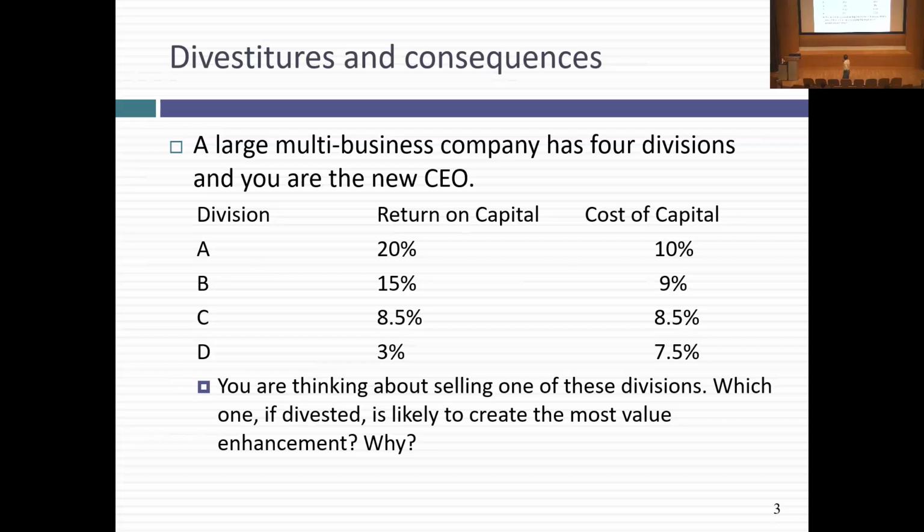So return on capital, first business, 20%, cost of capital. So you can see which one's the loser division, right? It kind of stands out. It's division D. You now become the CEO. And you know, the first imperative when you become a CEO is you want to clear the shelf. You want to divest yourself of something. Which business would you divest as the new CEO?